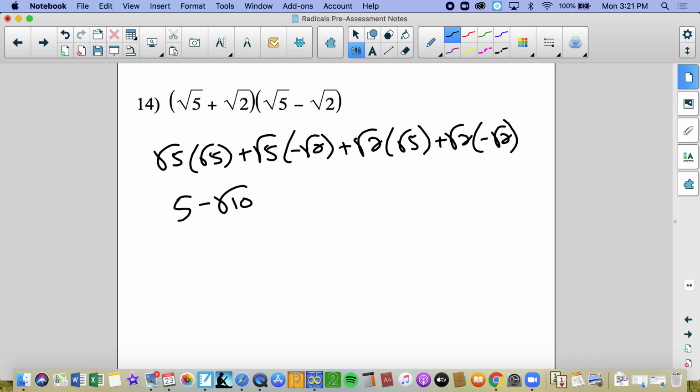Rad 2 times rad 5 is positive rad 10. You see that our outside and insides will be opposites and cancel. That's what happens with conjugates. And then you have rad 2 times negative rad 2, which is negative 2. So my inside and outside cancel. I'm left with 5 minus 2, or 3.